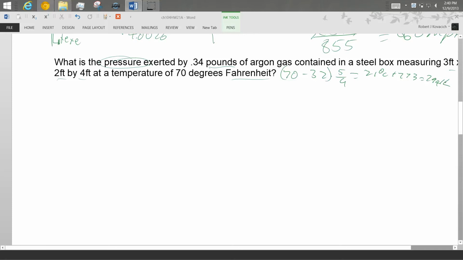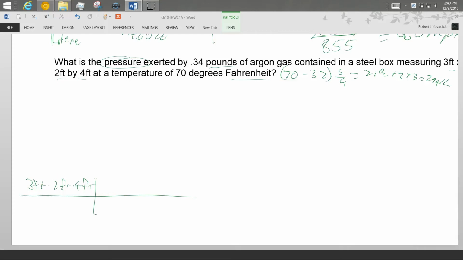There's a volume issue and there's a pounds issue. I'm going to do the volume issue. So this is 3 feet times 2 feet times 4 feet. So that's feet cubed, and I need to get to volume. Feet times feet times feet is a volume unit, but I need to get to the metric volume unit, which is liters. So I can go from cubic feet and get to liters.